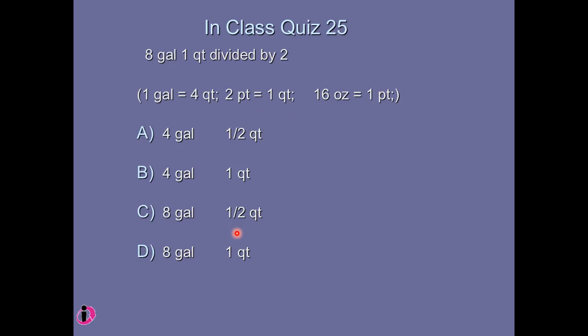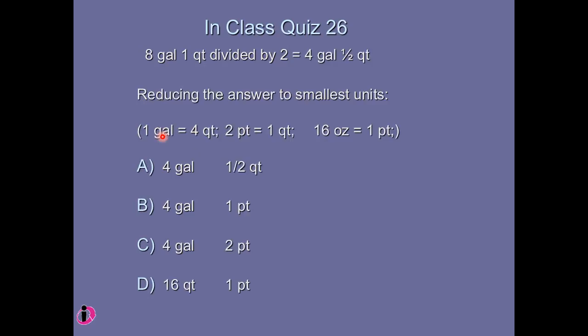So we'll check a couple of quiz questions then. We're dividing 8 gallon 1 quart by 2. So you divide 8 by 2, that becomes 4 gallon. Okay, and then 1 quart by 2, that makes it half quart, right? So the right answer is A.